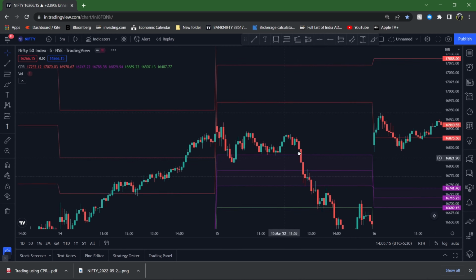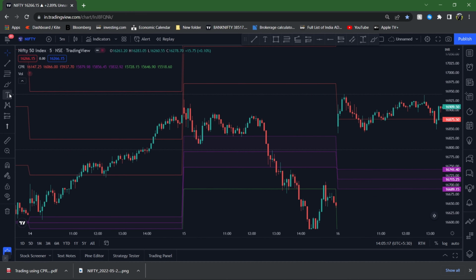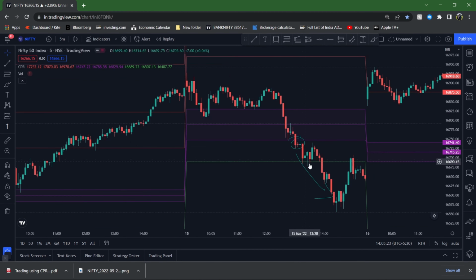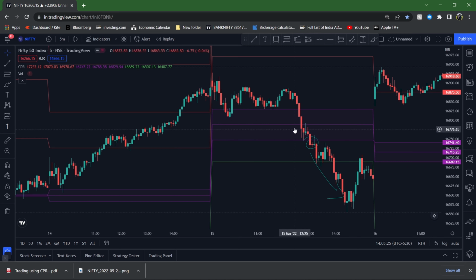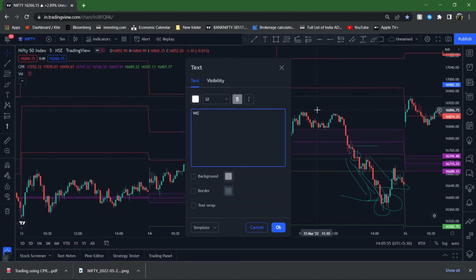So if we take a look at this example again here, once market broke the bottom CPR, we got a good down move. So this does not always happen. So specific price action with the CPR and market conditions, you can get a good down move and you can catch this down move till here. So I'll talk more about that in my webinar.